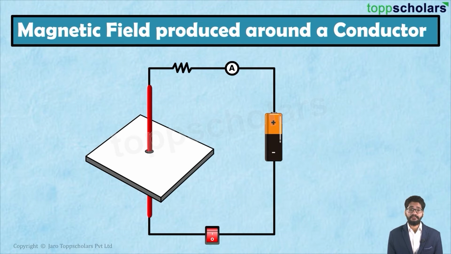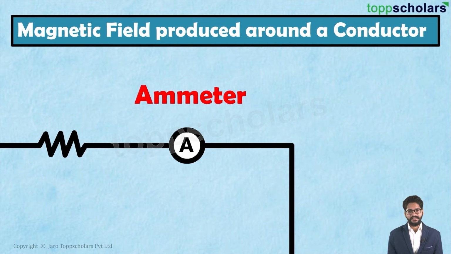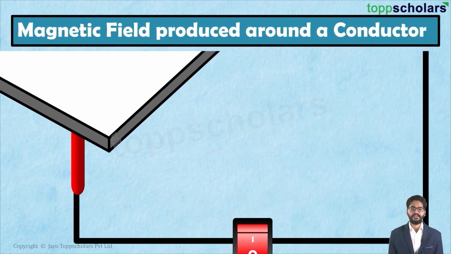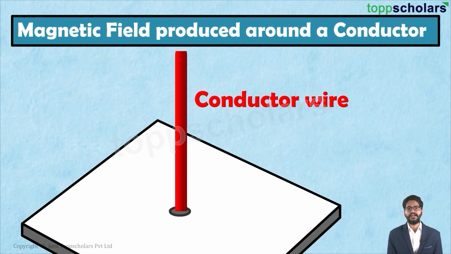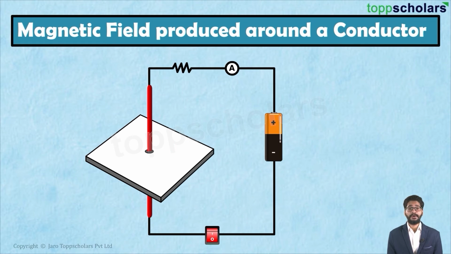Look at the circuit given. It consists of a battery, a variable resistance, an ammeter in series, and a key. The conductor wire is made of thick copper. A cardboard is placed around the wire such that the wire is perpendicular to the plane of the cardboard.